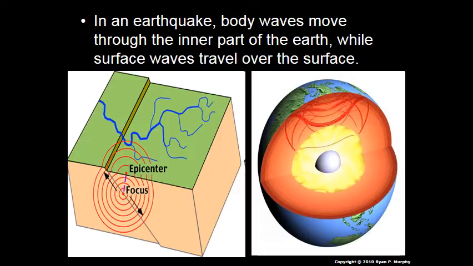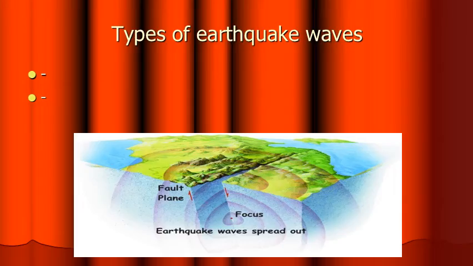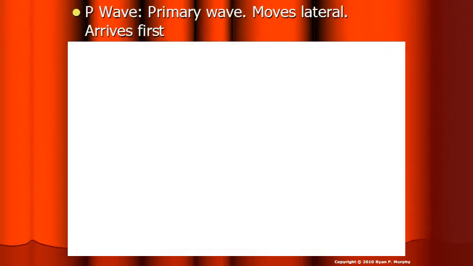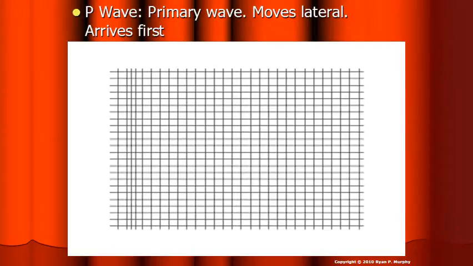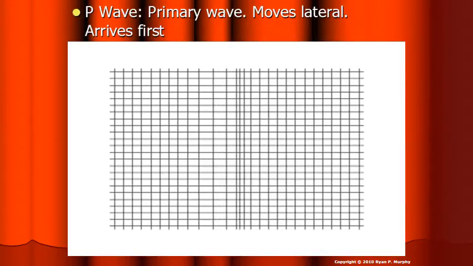So in an earthquake, you have body waves that move through the inner part of the Earth, while surface waves travel over the surface of the Earth. As we said before, the way that we figure out the layers of the Earth and what's inside the Earth is by measuring those body waves. So, 2 types of earthquake waves that we need to know about. We need to know about P waves. They are called P waves because they are the primary waves. These are the guys that get there first, and these move in a lateral direction.